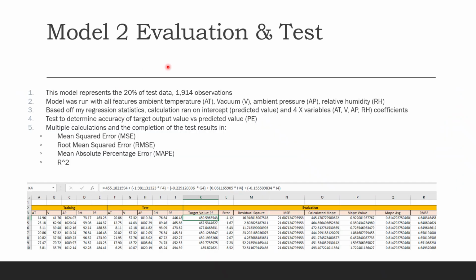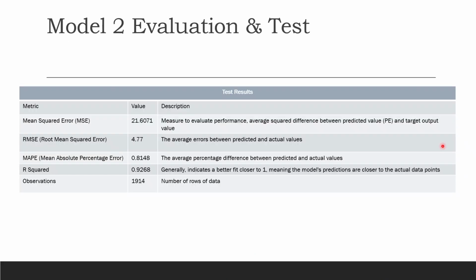Our Model 2 evaluation represents the same type of approach. In this case, we're using all features instead of our one feature, ambient temperature. And again, we're taking that intercept coefficient from our regression statistics and using this formula here as the basis to get us to our multiple metric calculations. This just shows the test results from that Model 2 and the output that I was able to get from the calculations that I did for each metric, and again, a description of what those values are trying to tell us.